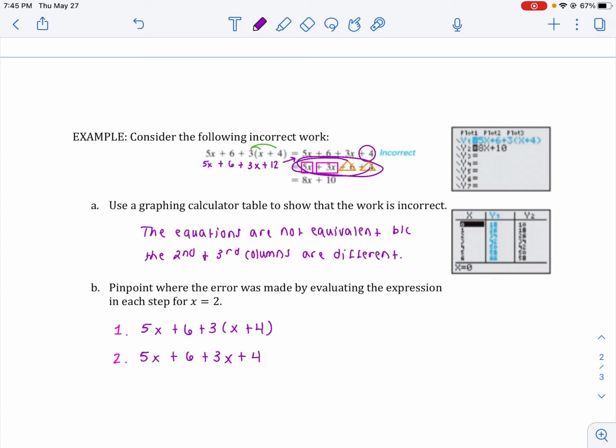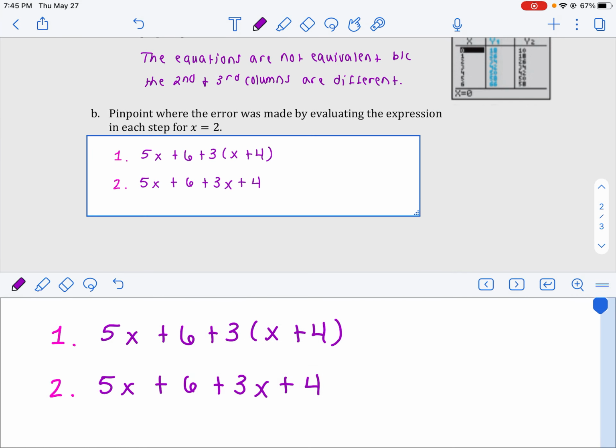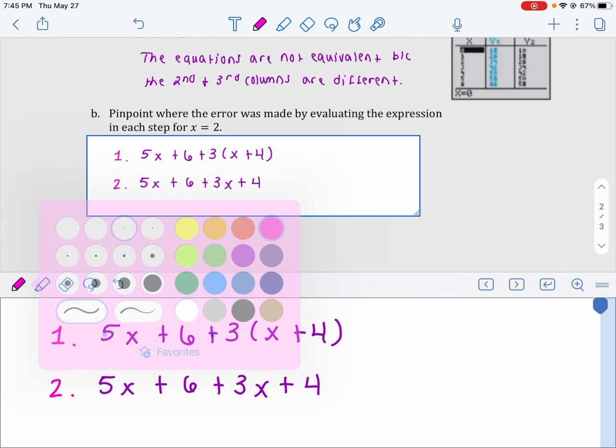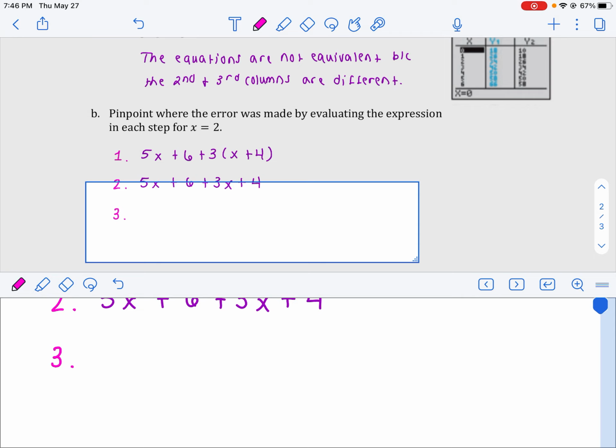The third line, I'm going to write that down, as well as the fourth, so that you can see where I'm getting this from. It's from their work above at the very beginning. So I've got 5x plus 3x plus 6 plus 4. And then they simplified it to 8x plus 10 at the end.